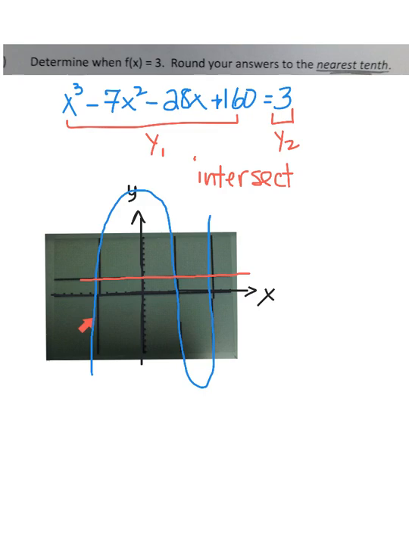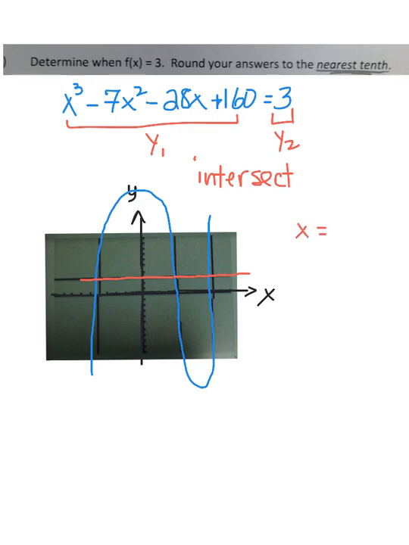So you're going to hit second calc or second trace and go to intersect. Then get your cursor over here, hit enter. It's going to bump the cursor up to around here. You want it to be off to the right a little bit, like maybe somewhere around here. Hit enter twice.